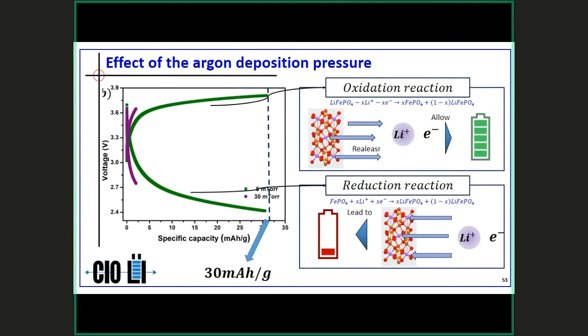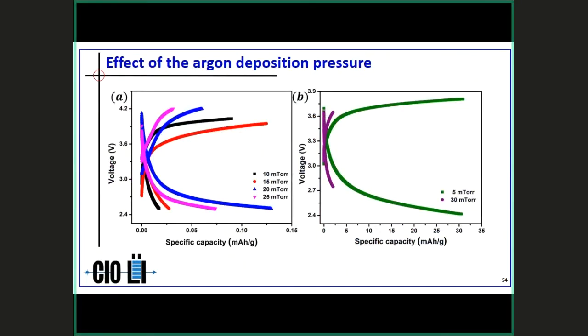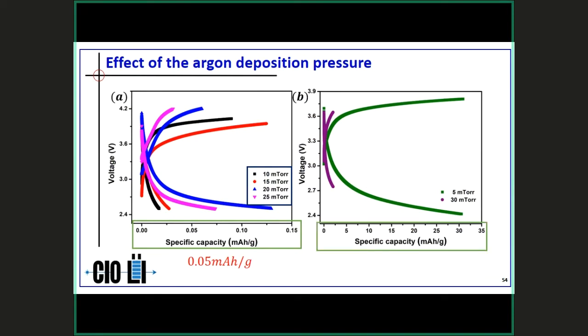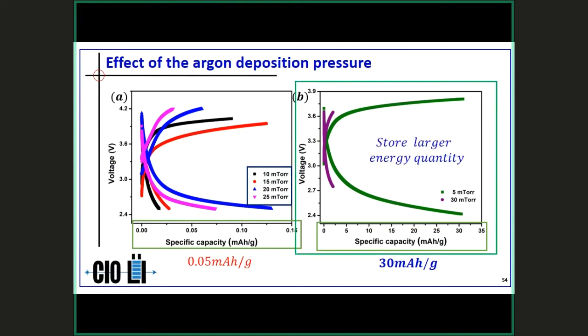Now these are the charge-discharge curves obtained for the coatings that were produced at different argon deposition pressures. For example, in figure A, the one that goes from 10 to 25 millitor, if we read the specific capacity reached by those coatings, it is in the order of 0.05 milliampere hour per gram. This value is too small in comparison with the one obtained at 5 millitor. So it is telling us, with this charge curve, that the sample produced at 5 millitor can store larger energy than the rest of the samples.